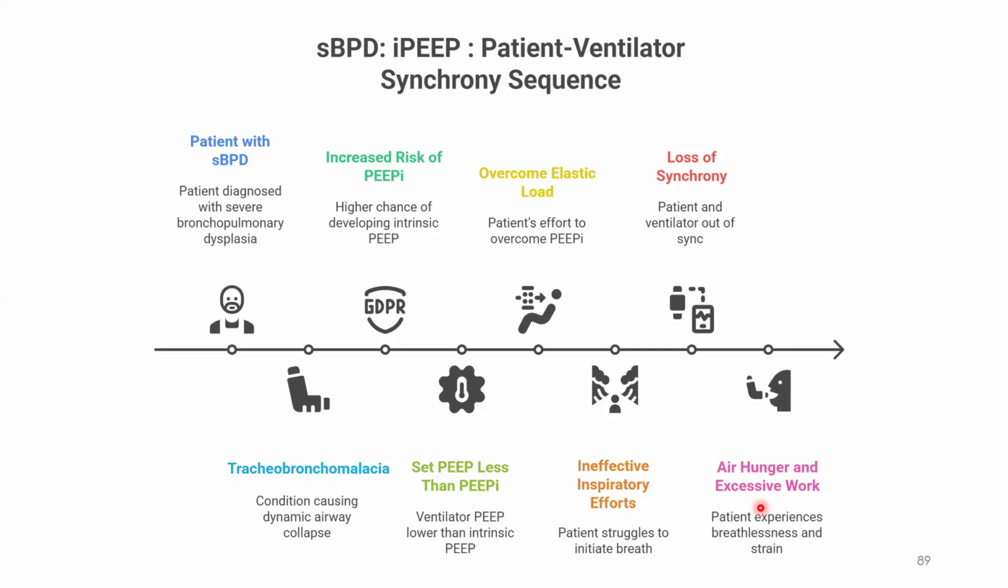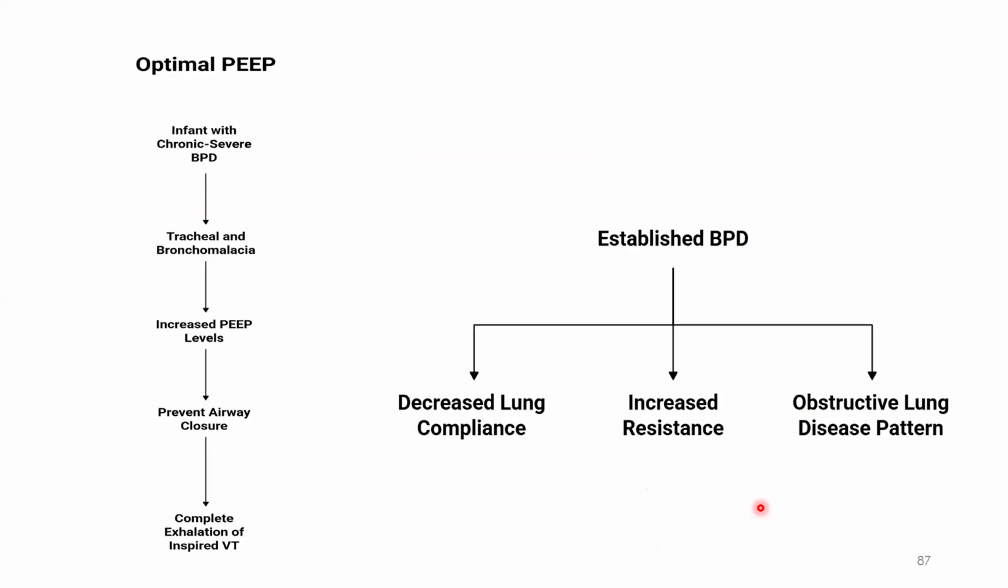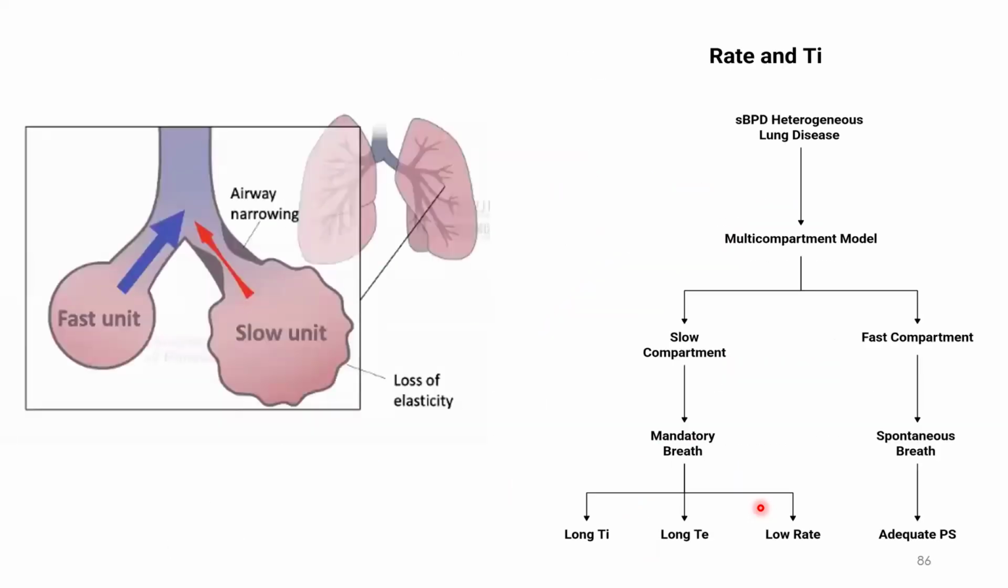Another important thing is that if the baby is tachypneic on ventilation, that means the baby is not getting adequate support or adequate minute ventilation. Then you have to adjust the rate, the inspiratory time, and the pressure support.